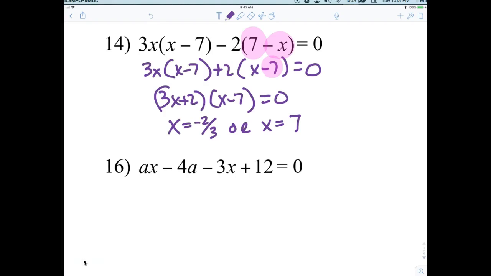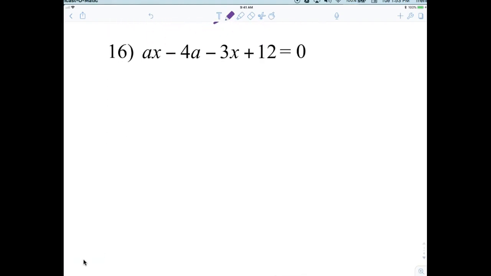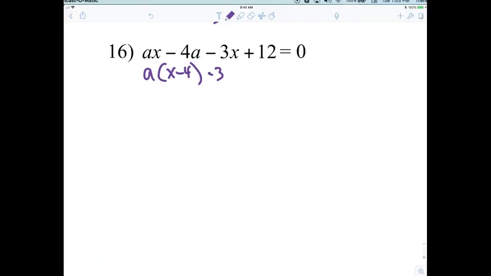Oh boy. Number 16. Looks hard, but we know it's easy because there are 4 terms. Oh, wait, the factor by grouping. So we must do factor by grouping. So how am I going to factor that? Miss Vitello. Beautiful so far. And then what? Negative 3 x. Brilliant.